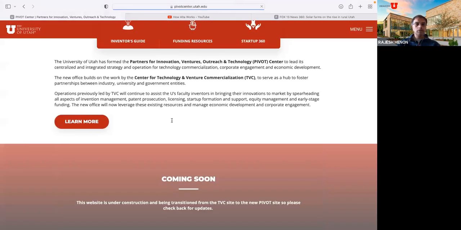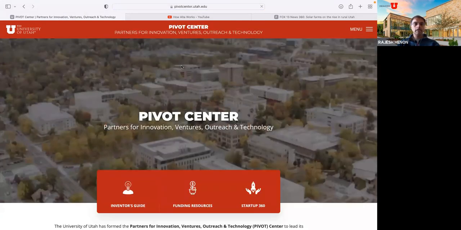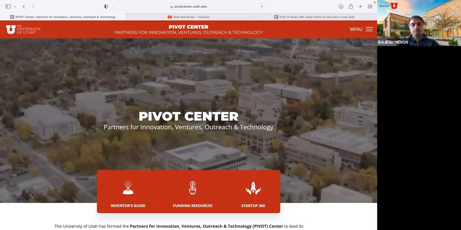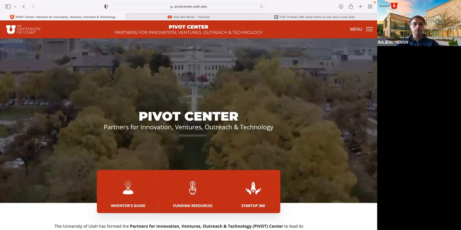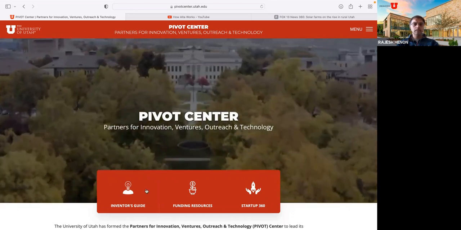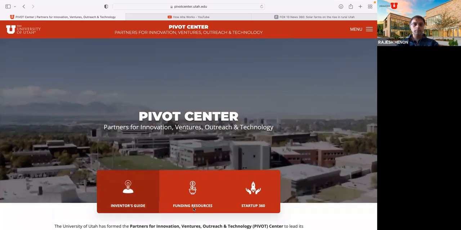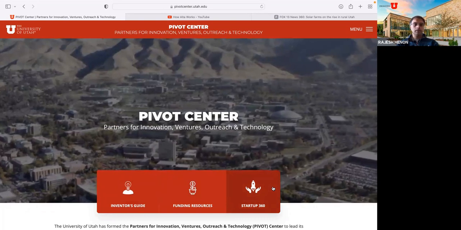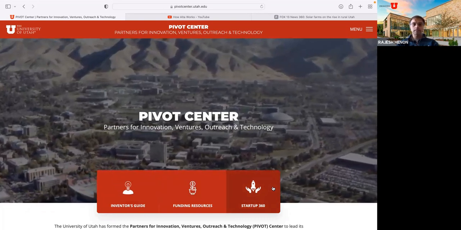so let me actually walk you through it very quickly. You can read about it, but they're essentially a center based at the university where as students, you have access to all the resources provided by the Pivot Center. They help you patent ideas. They help you raise funding for your ideas. They help you start a company, help you with legal stuff, accounting, all kinds of stuff that we as engineers may not want to think about. So it's a fantastic resource, and you'll learn more about it on Thursday, but I strongly encourage you to take a closer look at it.